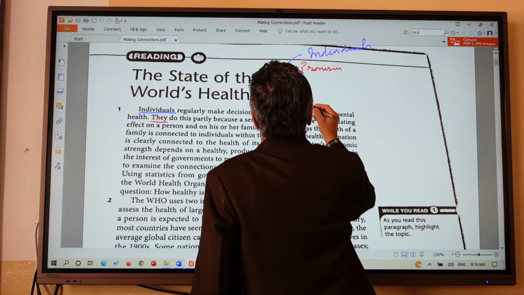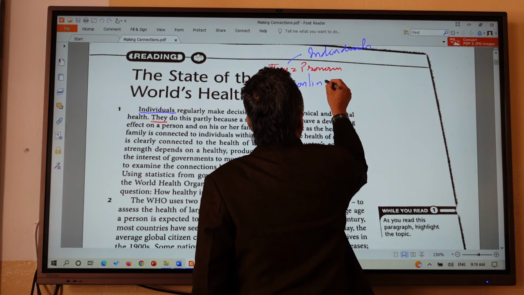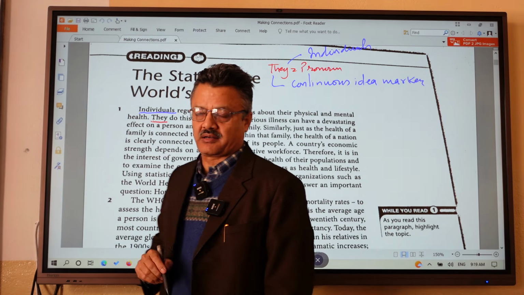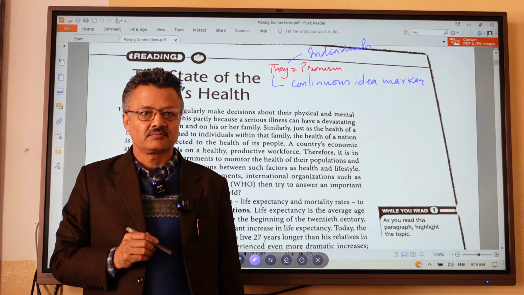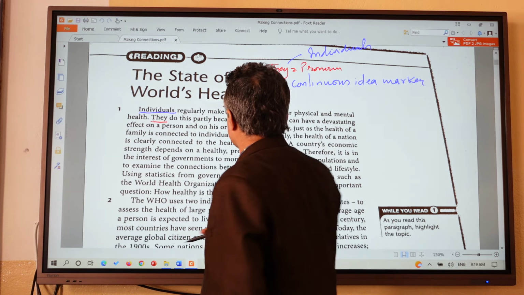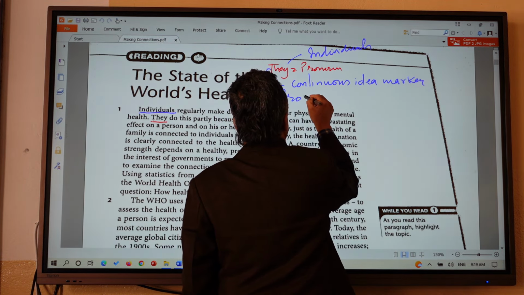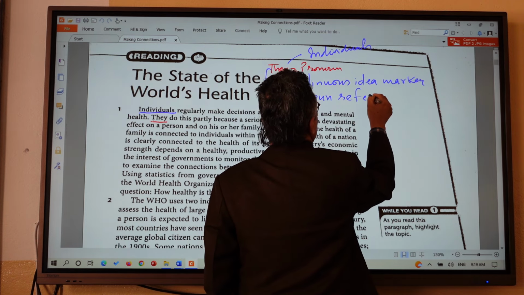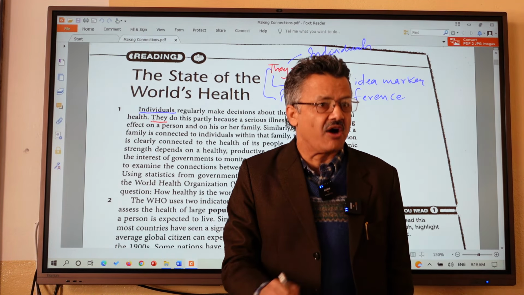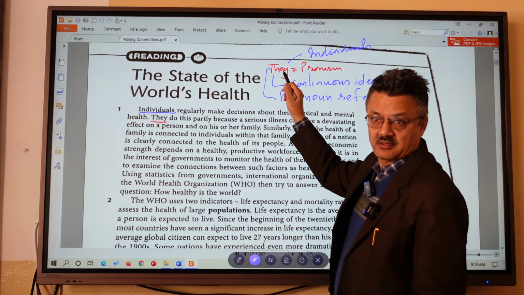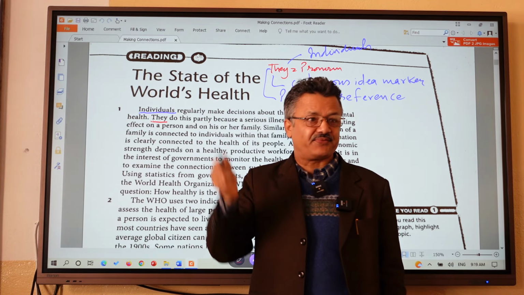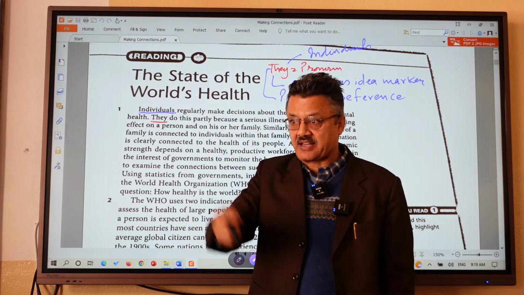That is making a connection. And this they is called a continuous idea marker. What do we call it? A word that continues an idea in the previous sentence. Or we also call this they a pronoun reference. Say it. Pronoun reference. It means this is a pronoun which refers to a noun in the previous sentence.